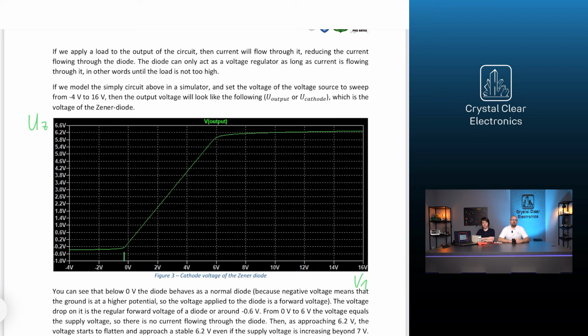It can be seen that below 0 volts, the diode behaves as a normal diode. From 0 volts to 6 volts, the output voltage equals the supply voltage, so there is no significant current flowing through the diode. If the supply voltage increases beyond 7 volts, we can see that the voltage is stable at around 6.2 volts. So the breakdown voltage of this diode is 6.2 volts.